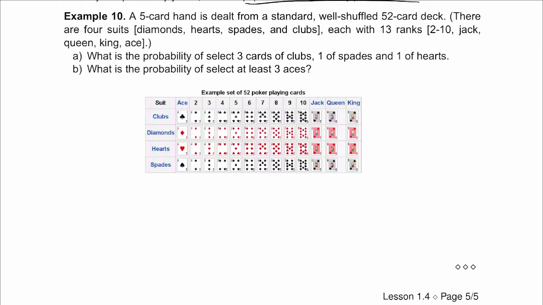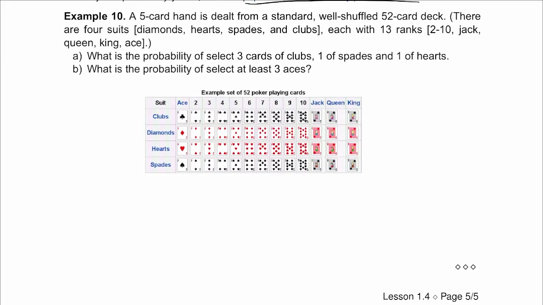Now consider this last example. A 5-card hand is dealt from a standard well-shuffled 52-card deck. There are 4 suits: diamonds, hearts, spades, and clubs, each with 13 ranks: numbers from 2 to 10, jack, queen, king, and ace. What is the probability of selecting 3 cards of clubs, 1 of spades, and 1 of hearts?